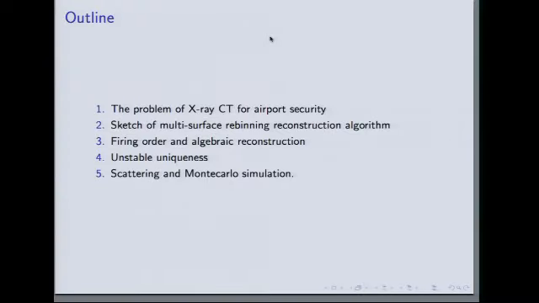So a brief outline: I'm going to talk about X-ray CT for airport security, and in particular about the way that we solved it using a multi-surface rebinning reconstruction algorithm, although I'm going to hide quite a lot of the technicalities. There is a conference paper and a paper in preparation where you can get the details. And I guess the details are probably only really of interest if you want to do something similar for your problem. But so, the bones of that.